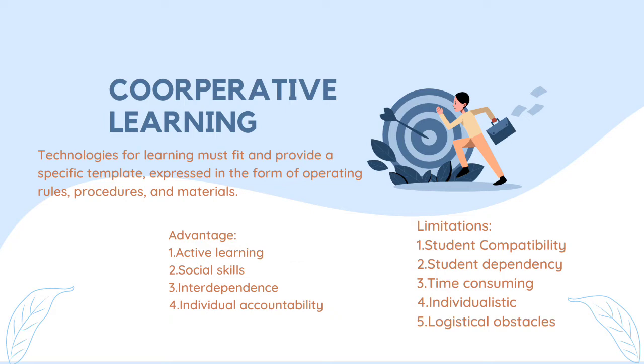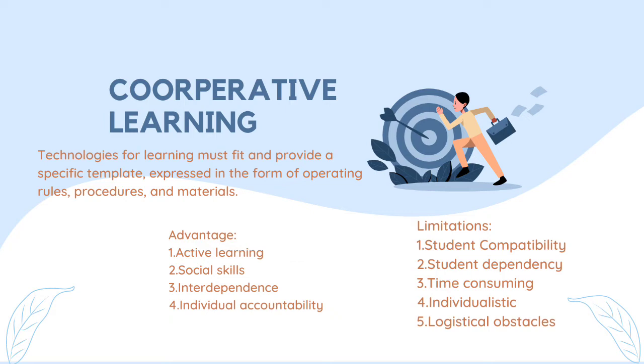The second one is social skill. Students learn to interact with others, developing their interpersonal communication, leadership, compromise, and collaboration skills. The third one is interdependence. Positive interdependence and accountability are developed as students interact to reach a common goal.